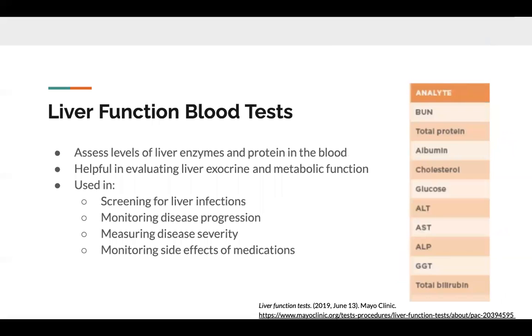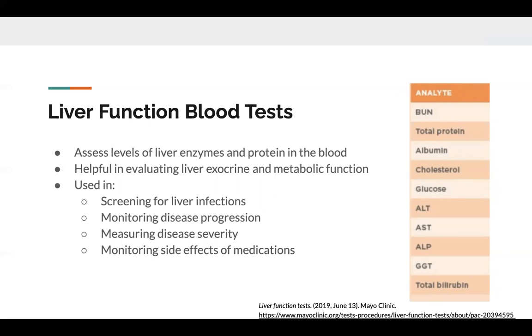Liver function blood tests assess levels of enzymes and proteins in the blood. The purpose is to see if the liver's exocrine or metabolic functions have been affected. It is administered using the same process as a normal blood draw, and the blood is analyzed using laboratory experiments. These liver function blood tests are useful in screening for liver infections, monitoring disease progression, measuring disease severity, and monitoring side effects of medication.